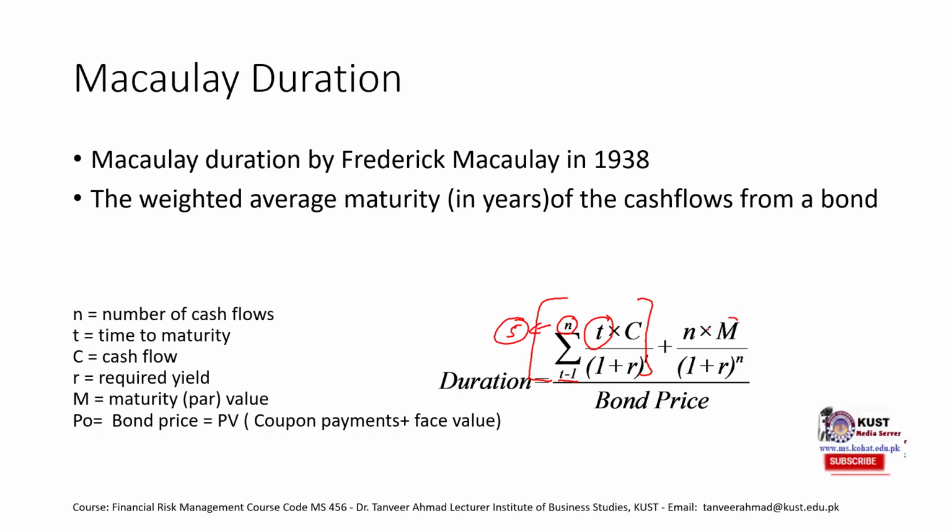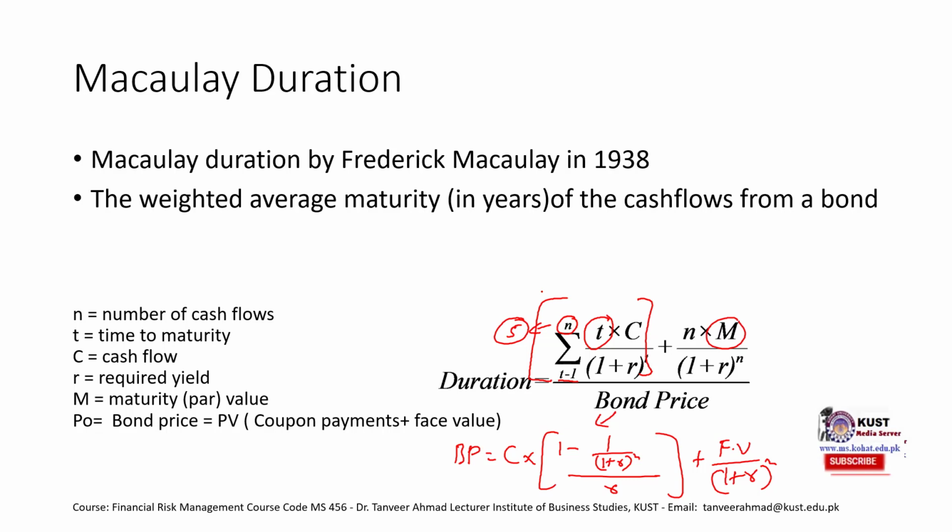And similarly this M is basically the par value, which is the 1000 in the previous example, and finding the present value of that par value and multiplying it by n would give us the weighted par value. Then we divide by the bond price. So how do you find the bond price? Bond price is equal to C into 1 minus 1 divided by (1 plus R) raised to power n, divided by R, plus the face value divided by (1 plus R) raised to power n.